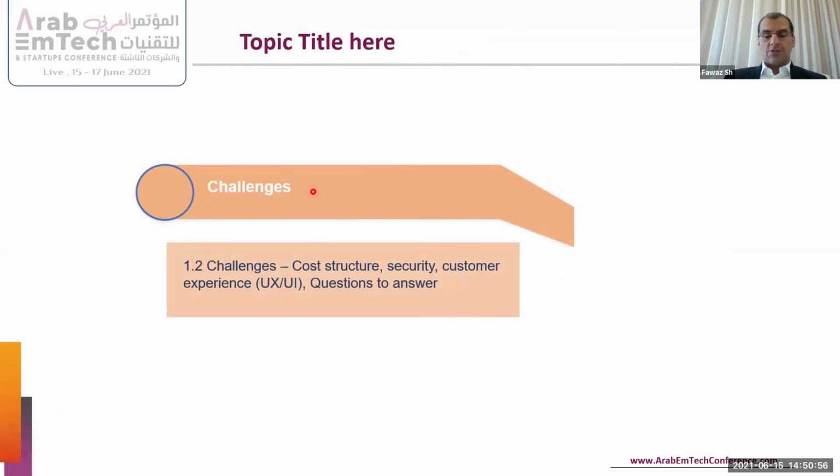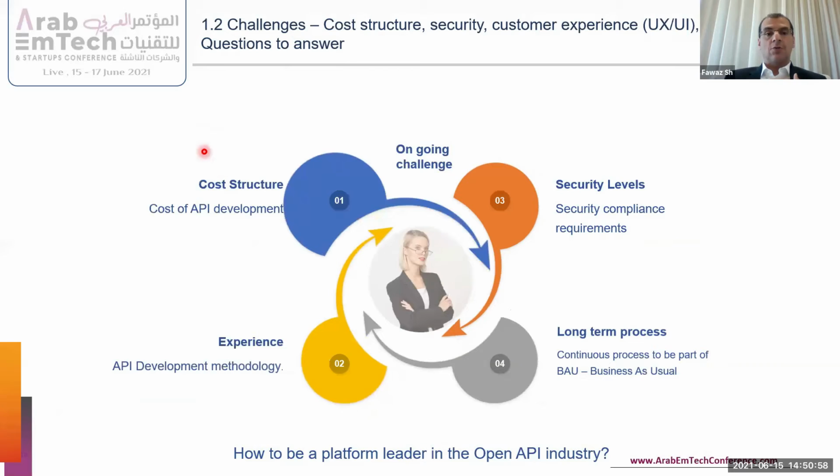Now let's talk about some challenges. How can you go through some challenges of Open API? First of all, we have the cost structure. The cost of API development can be significant. You need to have an experienced technical team to develop your Open API strategy. You need to have security layers deployed on your API, because remember, you're deploying this for the public. You're deploying an API for the public to use. So you have to have very high security levels, security layers implemented on your API system.